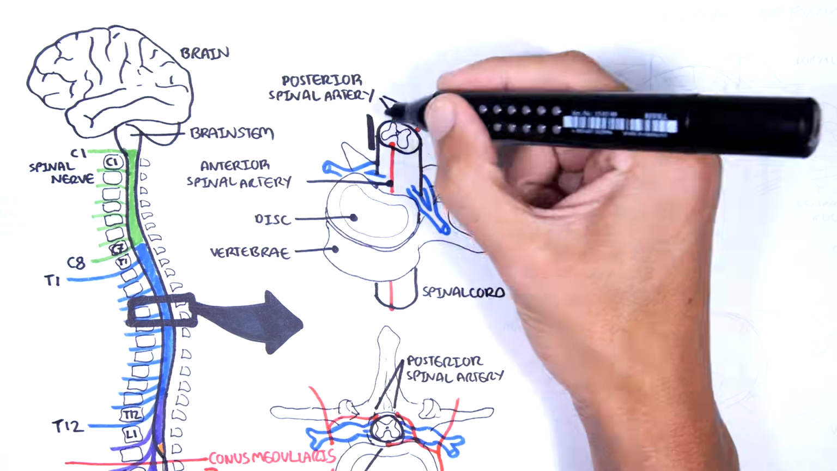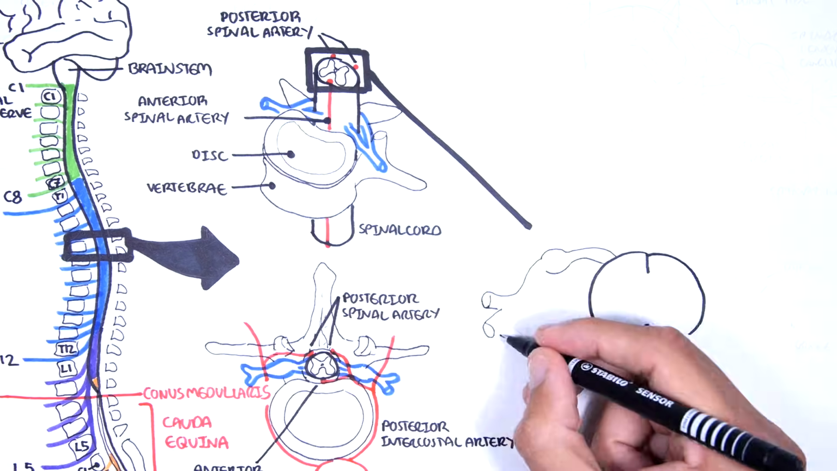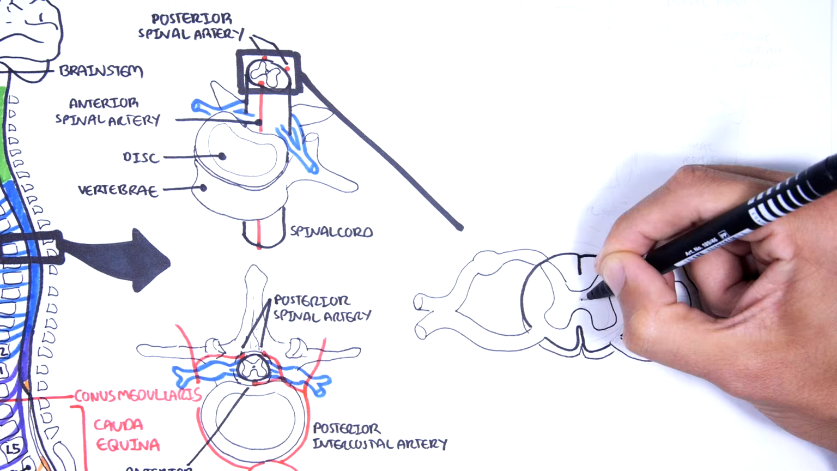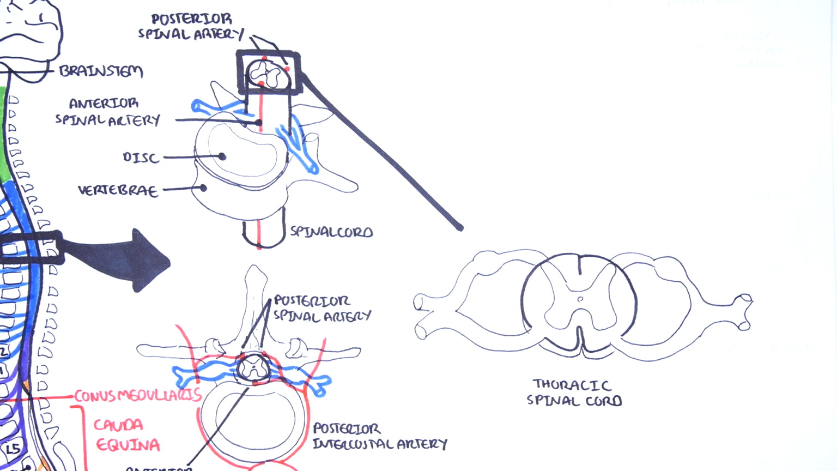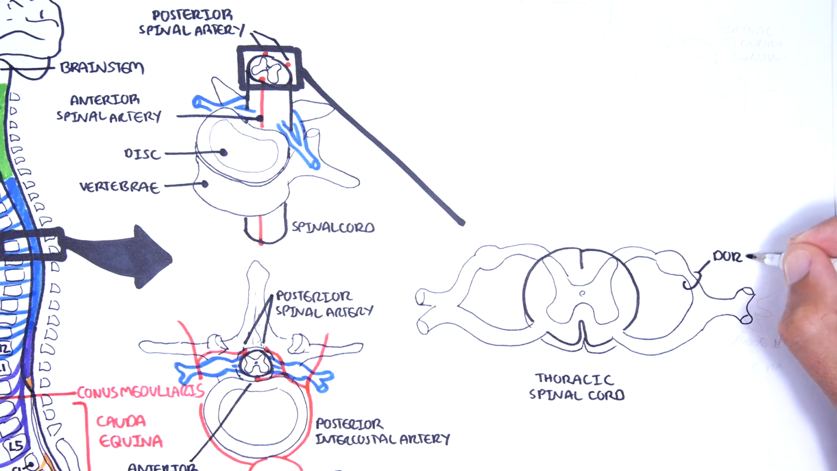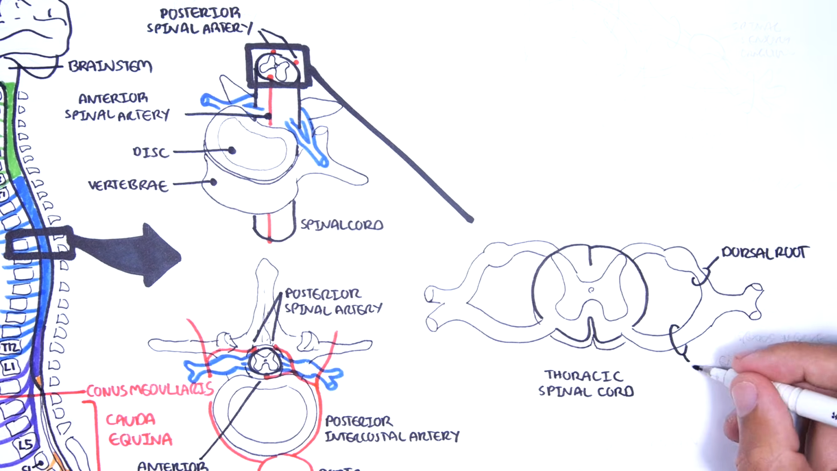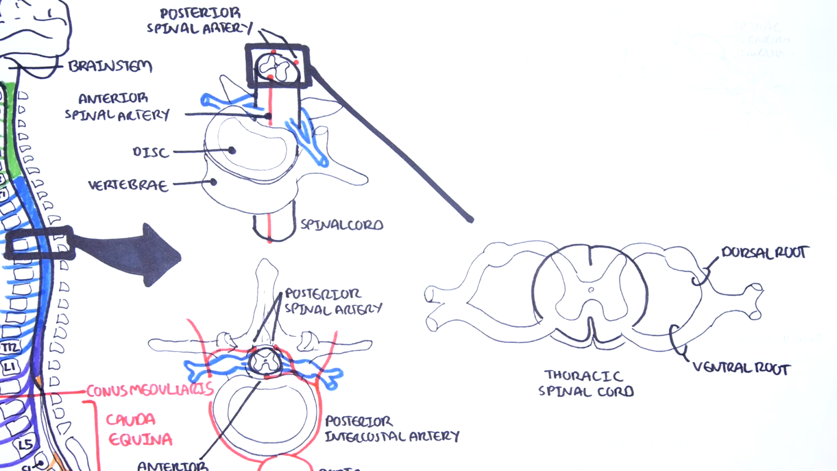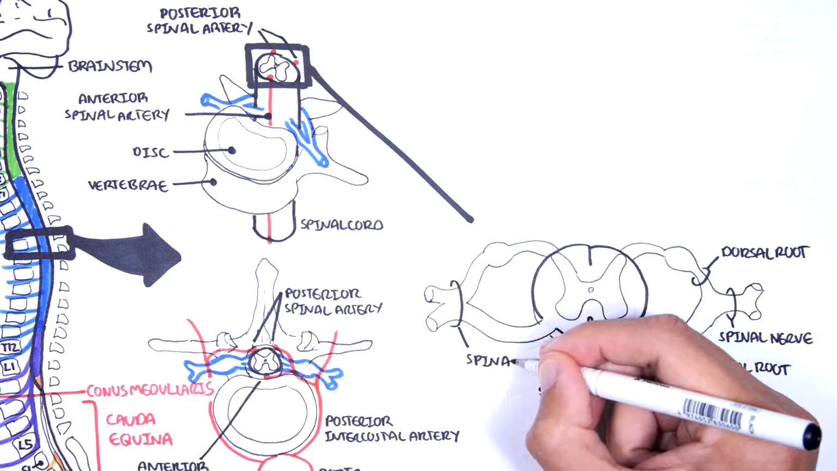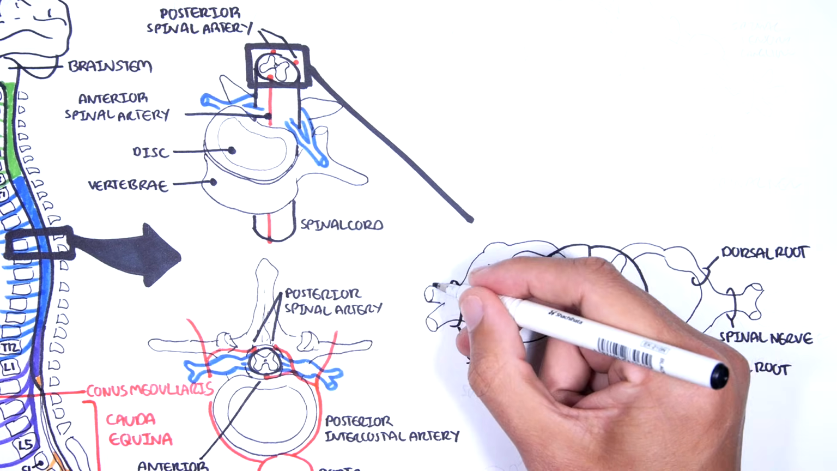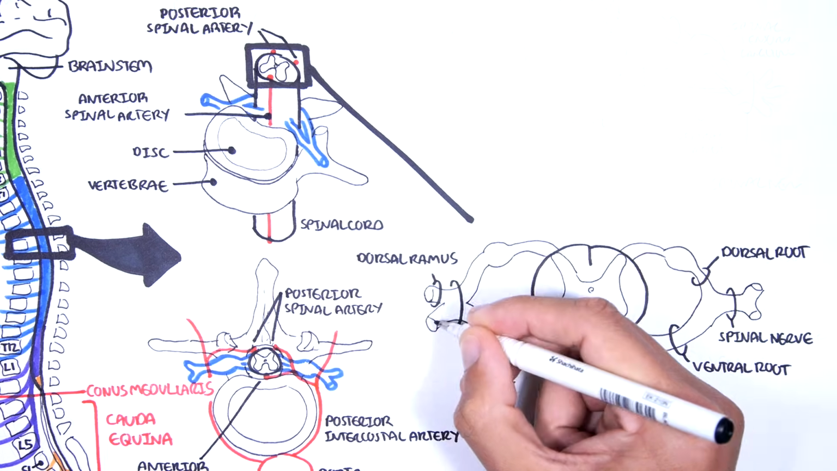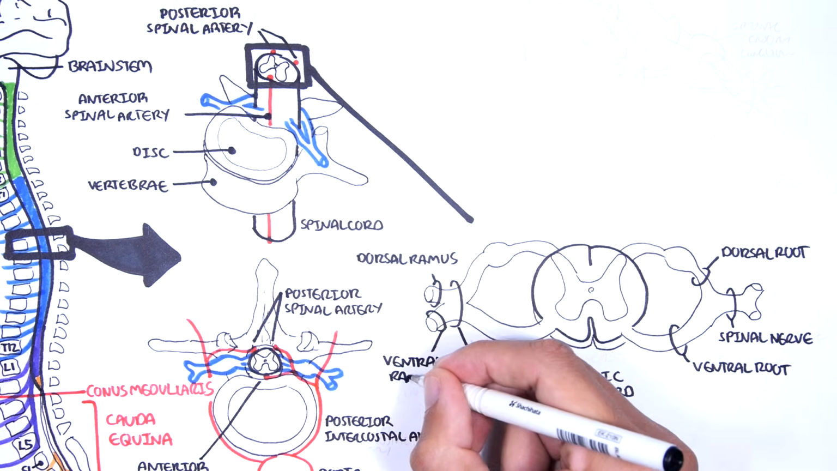Let's now focus on the spinal cord in more detail. Let's take a cross-section of the thoracic spinal cord. The spinal cord has a central butterfly-looking structure. The dorsal root at the back and the ventral root in the front will form the spinal nerve. In this case, it would be the thoracic spinal nerve. The spinal nerve then branches to form the dorsal ramus and the ventral ramus, which essentially will supply and innervate different parts of the body.